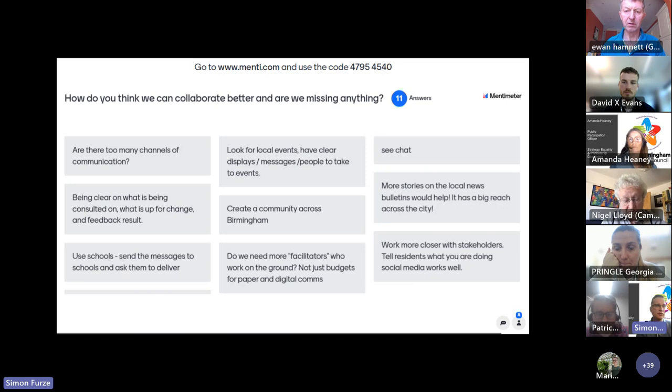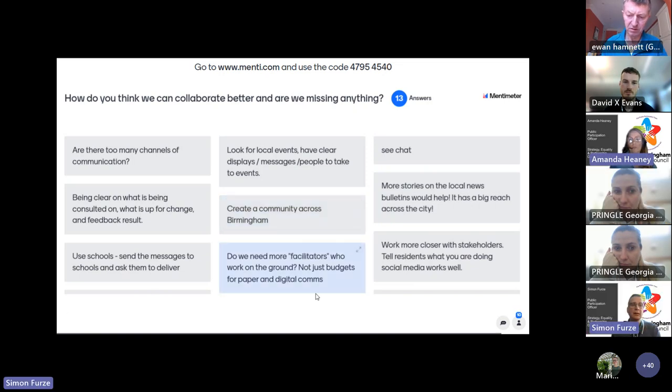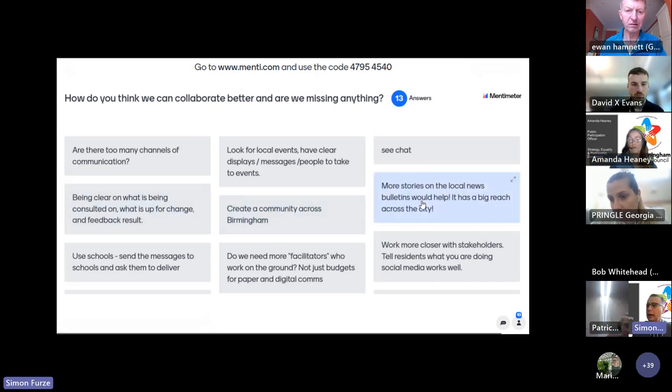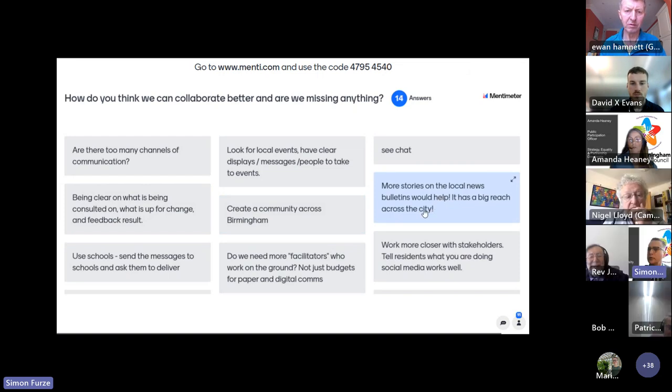Somebody's put in the chat, I'm just going to create a community across Birmingham. I do like that idea. Patrick says the council needs to shout louder. I totally agree. Yeah, more stories in the local news bulletins would help. It has a big reach across the city. I think that's, again, really good ideas.